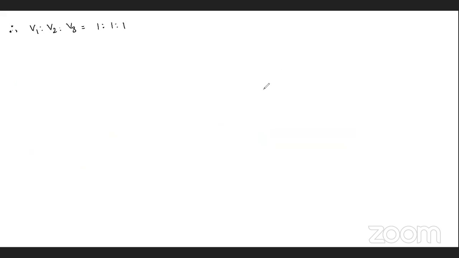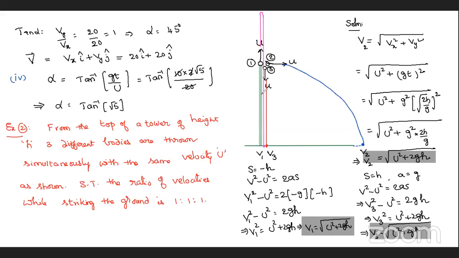This question was given previously in an exam. Three bodies are projected. Actually, he gave only two bodies. A body thrown vertically upwards, and a body thrown horizontally like this. He gave that in the two cases, the velocities are V1 and V2 while striking the ground.